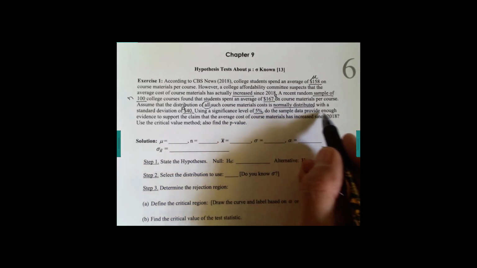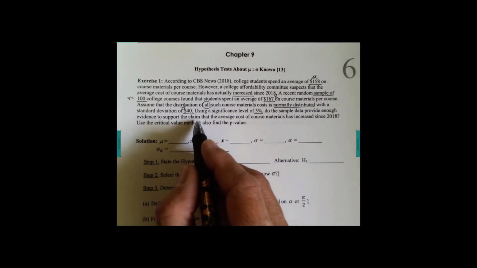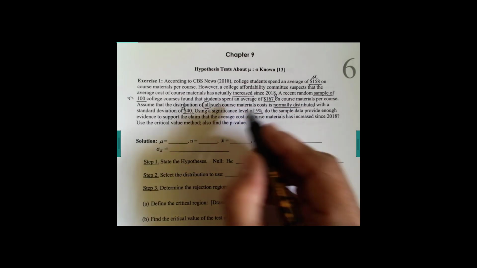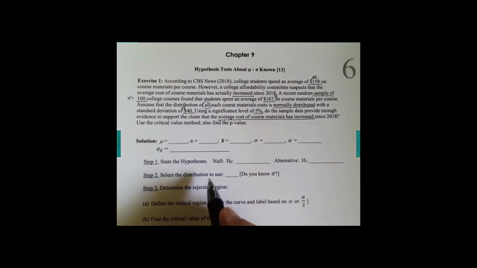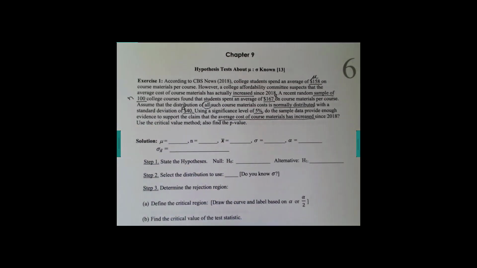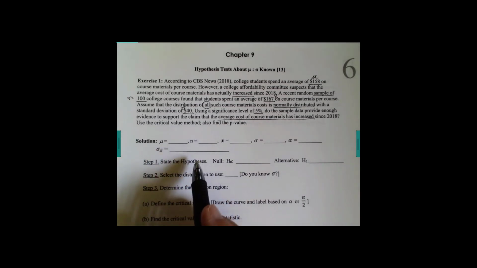And it says, do the sample data provide enough evidence to support the claim that the average cost of course material has increased? That's my question. Has it increased? We're going to use the critical value. We're also going to use the p-value method to do this. Now let's pick the pieces that we found out.